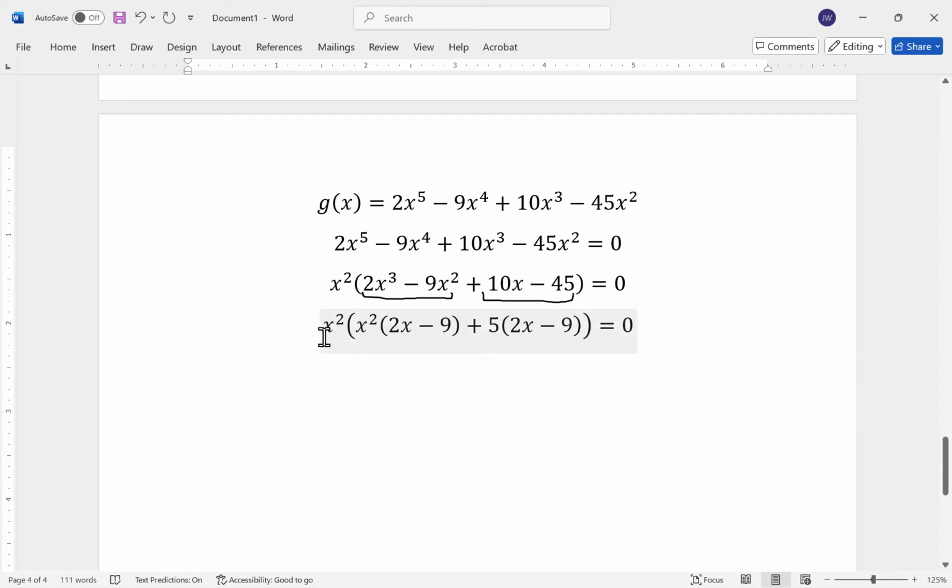Here's where it gets tricky. Don't try to throw in this x squared. This x squared is in front of the entire bigger parentheses. So we're going to get x squared. Maybe I'll put this in brackets. And then inside, I'll have x squared plus 5 multiplied times 2x minus 9. And that's all set equal to 0.